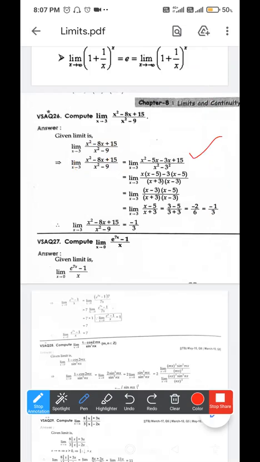Got it? After that, take x as common over here and take minus 3 as common over here. Then take x minus 5 as common. You will be left with x minus 3 into x minus 5 by x plus 3 into x minus 3. X minus 3 gets cancelled. You will be left with x minus 5 by x plus 3. Now substitute the limit: 3 minus 5 by 3 plus 3. That will be minus 2 by 6, which is 1 by minus 3.